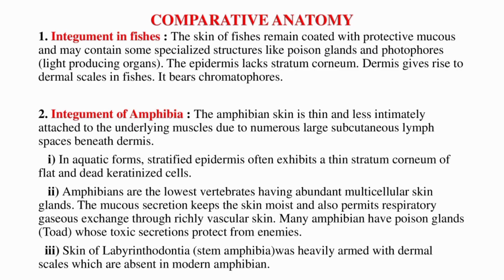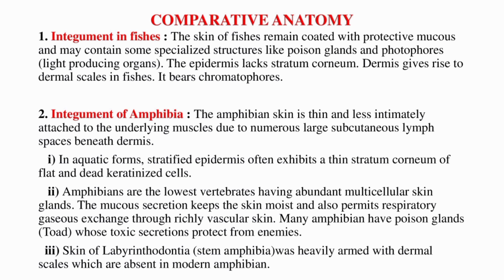Next, we can see about the comparative anatomy of integument. First one, integument in fishes. The skin of fishes remains coated with protective mucus and may contain some specialized structures like poison glands and photophores. The epidermis lacks stratum corneum. Dermis gives rise to dermal scales in fishes. It bears chromatophores.